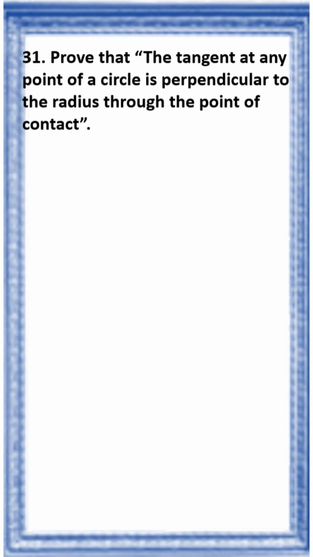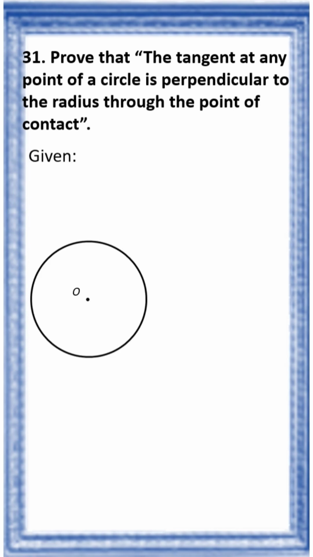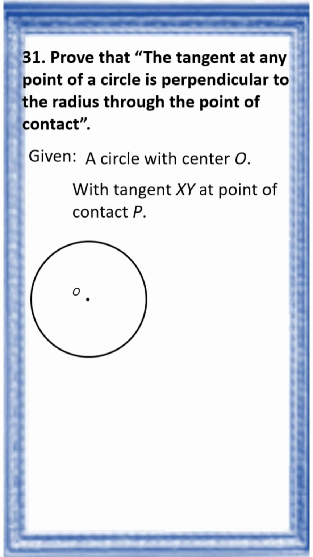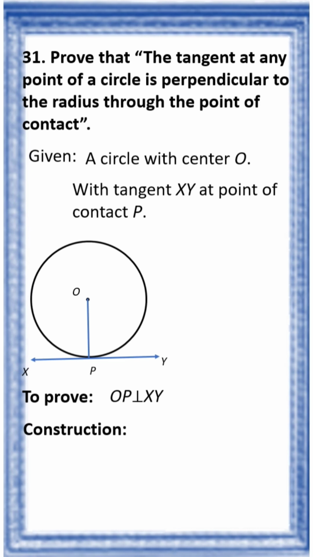Now let us solve the 31st question, which is taken from the theorems on circles. This is also a very important and frequent question. It has appeared in one of the model question papers. Prove that the tangent at any point of the circle is perpendicular to the radius through the point of contact. What has been given here? A circle with center O with the tangent XY at the point of contact P. To prove OP is perpendicular to XY.